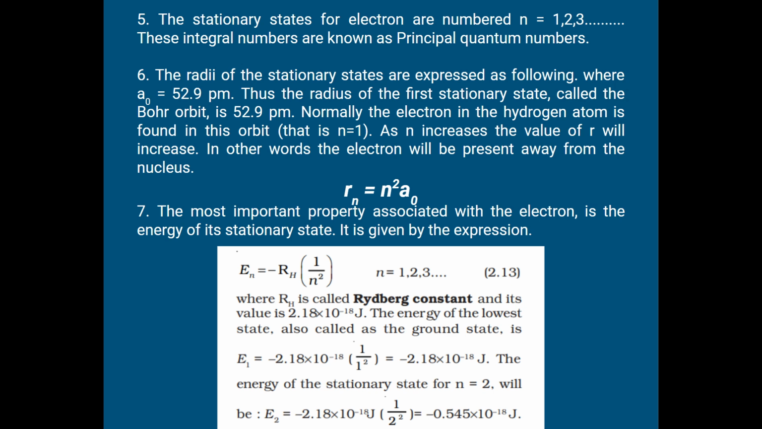So for example, the n equals 1 orbit is the orbit of Mercury, if we take it in that picture sense. The radius of that orbit is 52.9 picometer, because n equals 1 and the square of 1 is 1. In this manner you can calculate the radius, and you need not learn the value of the radius for each and every orbit. You can calculate it from this formula.